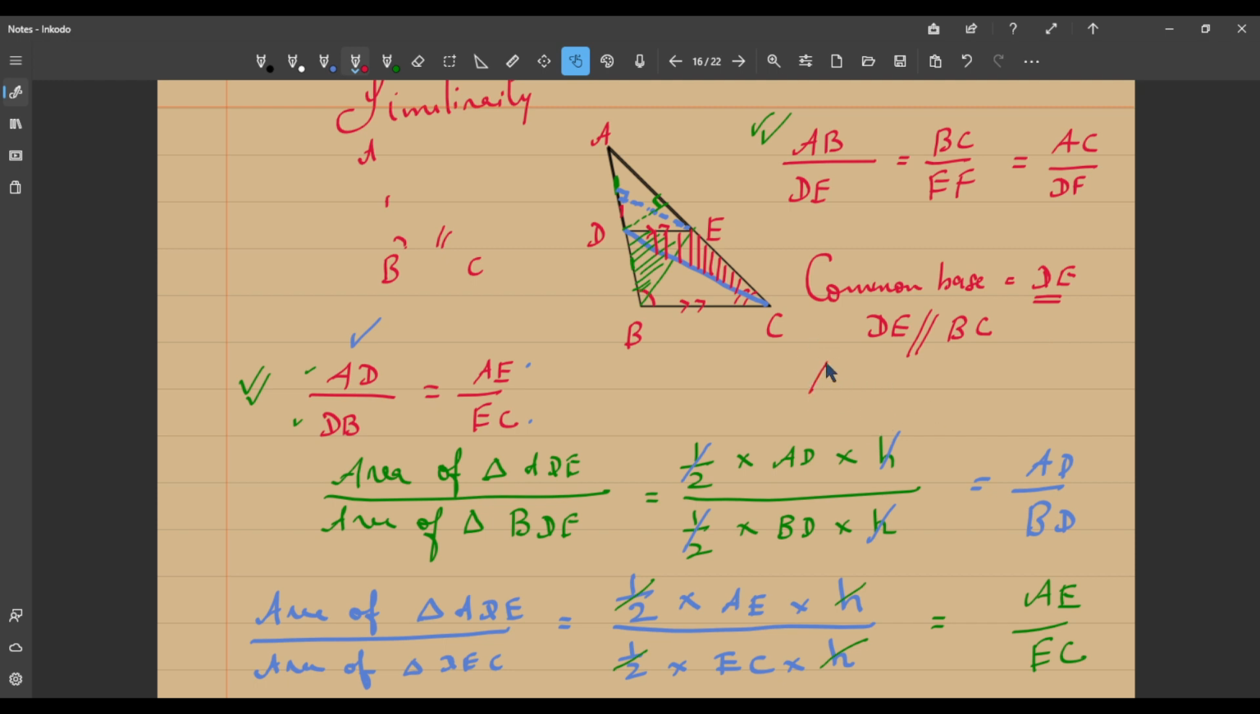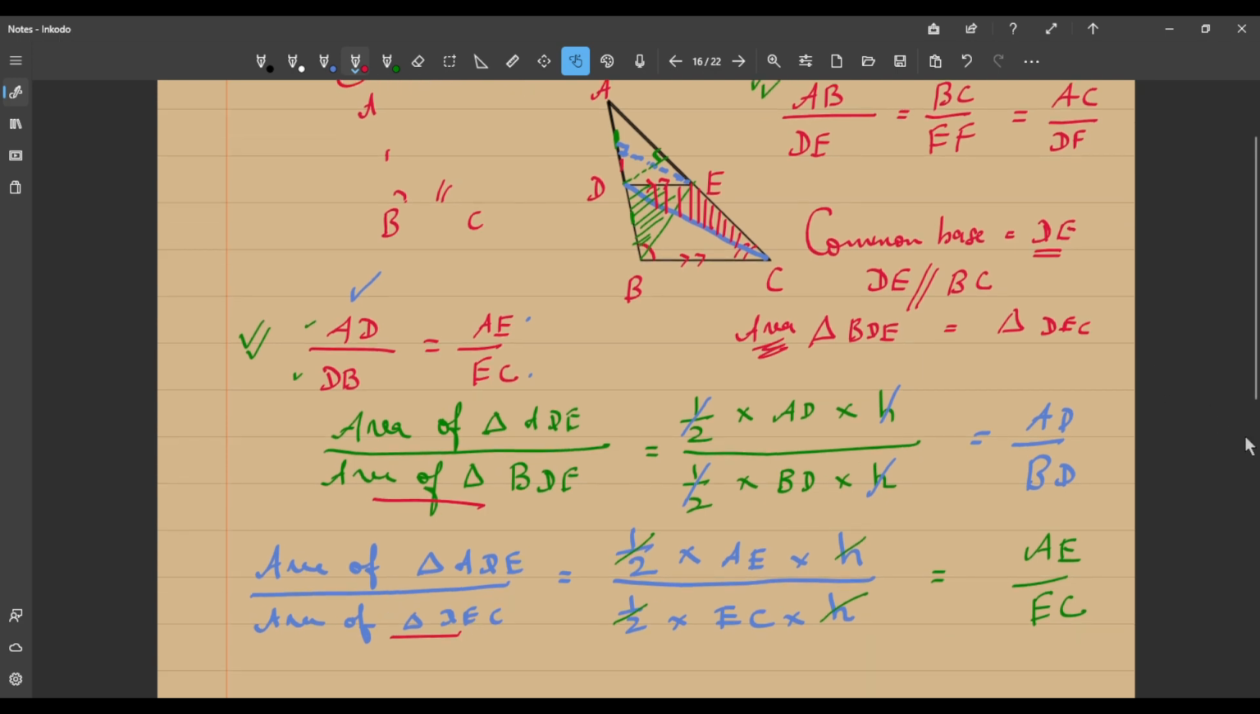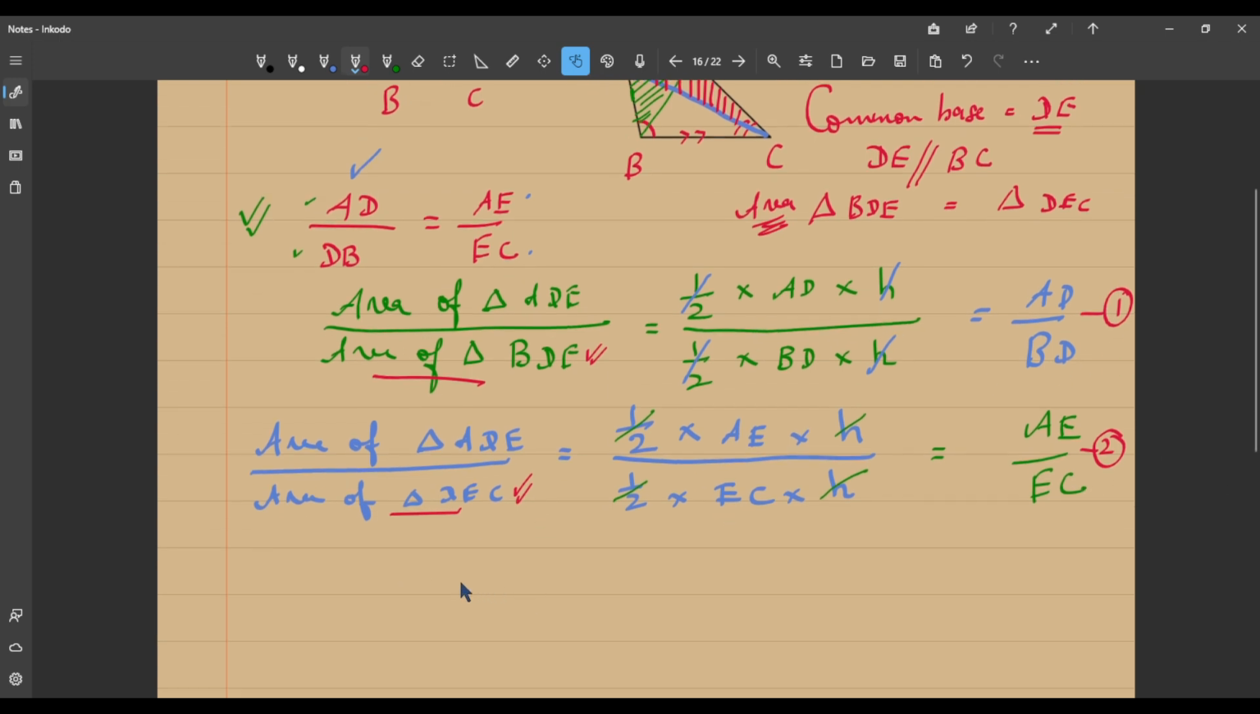So we can say that triangle BDE's area is equal to triangle DEC. We are talking about the area of both the triangles, both of them are equal. So these two denominators also are equal to one another. So now we have proved that the right hand sides of equation 1 and equation 2 are equal, because this triangle's area is equal to this triangle in the denominator's area. So since the right hand sides are equal, the left hand sides can be equated to one another, isn't it? So AD by BD is equal to AE by EC. And this is what we were aiming to prove, right?